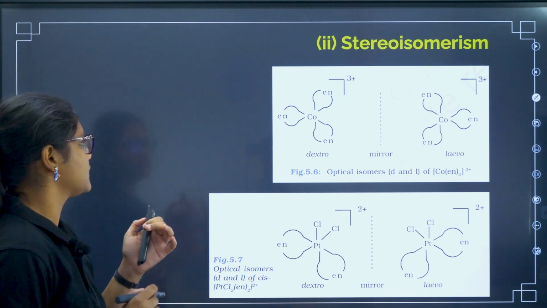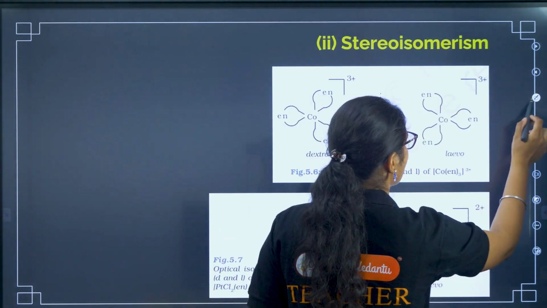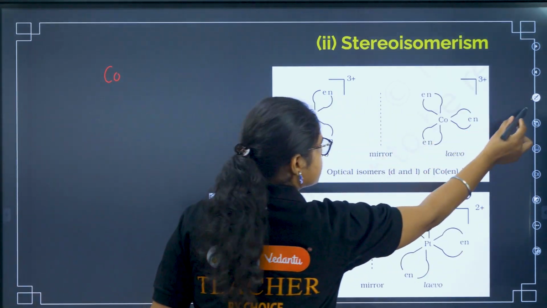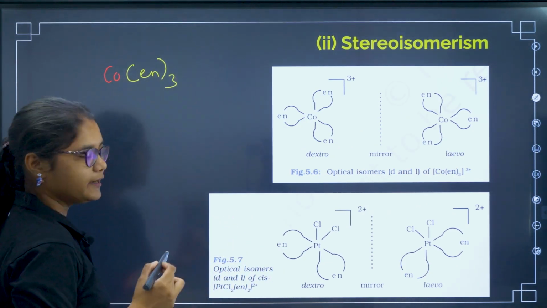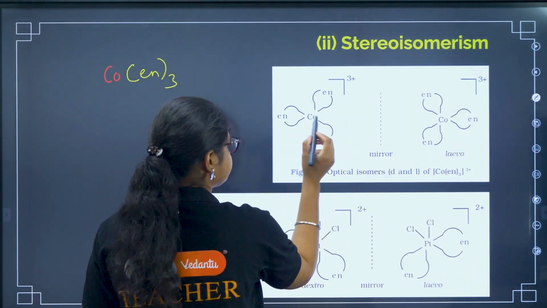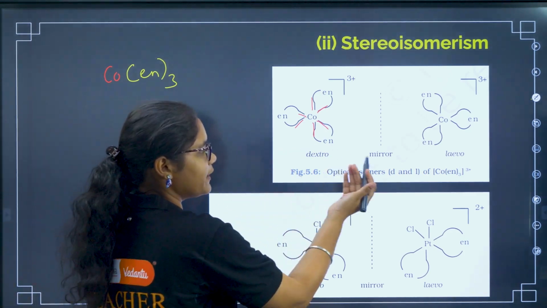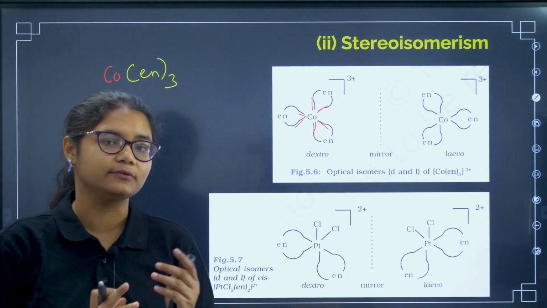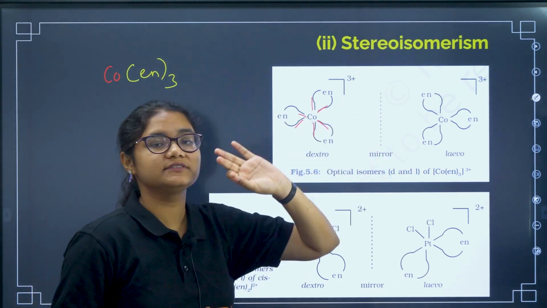So now let us go to stereoisomers. Stereoisomers means the mirror image should be non-superimposable, right? One example, the first example given to you is Co(en)3, right? So if you draw this one, I can show you here. See, this is Co and we have these 6 ligands connected. If you draw its mirror image, these two mirror images are non-superimposable on each other. So what does that mean? That means these are optical isomers, or we call them stereoisomers.